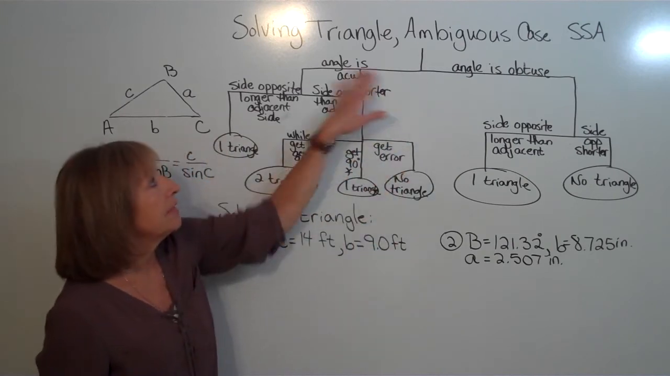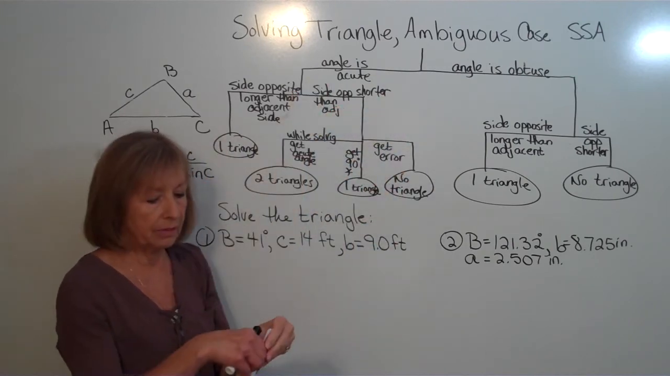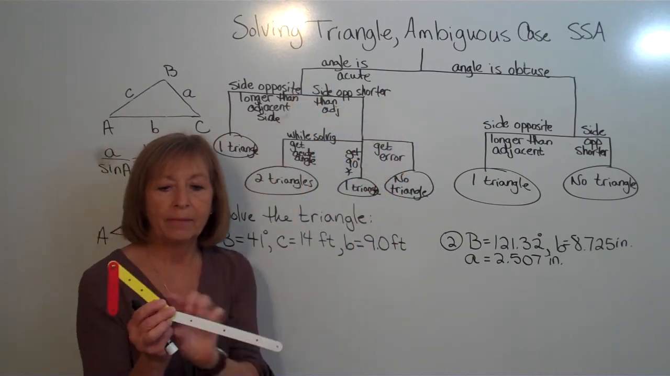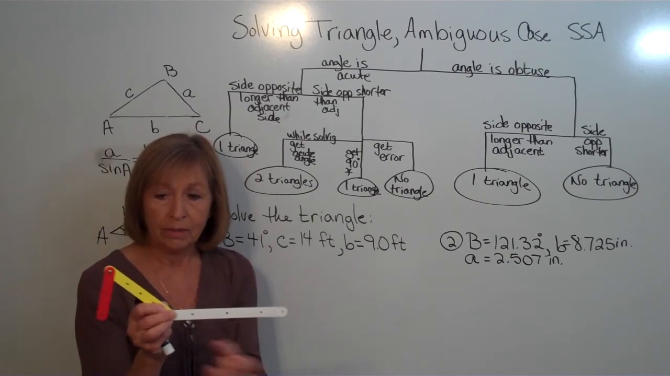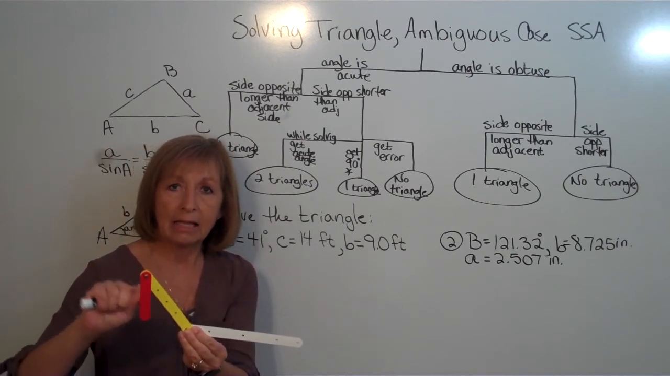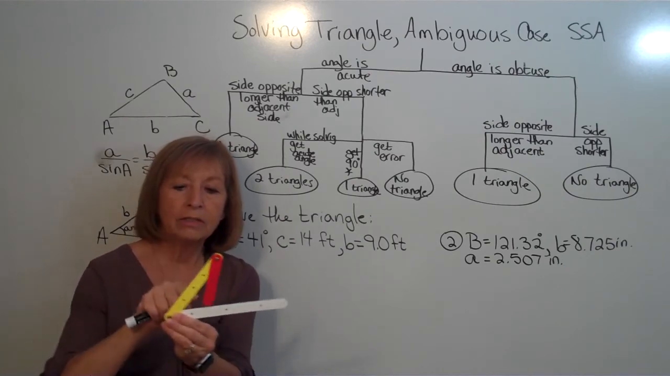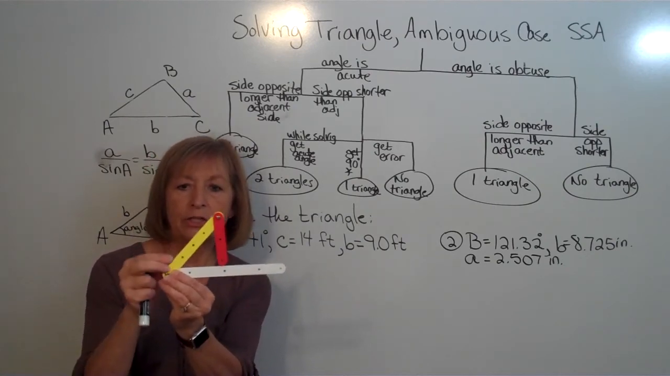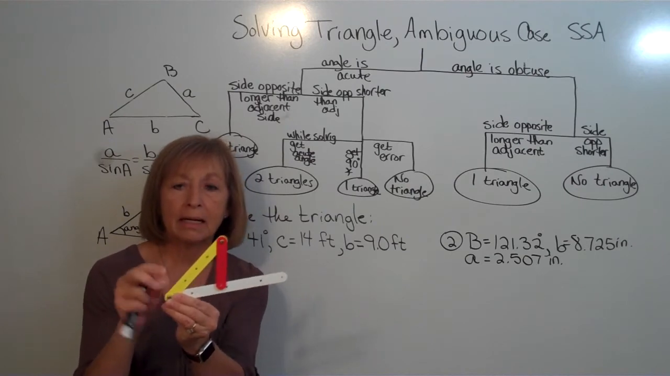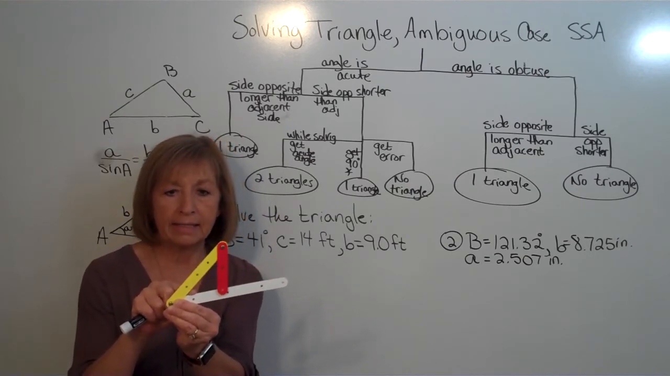Now, if you've seen that your angle is acute, I have this diagram, this is the side I don't know, and then the yellow and the red are the sides that I do know. Now, if I hold this opening as an acute angle, it has to be between 0 and 90 degrees.